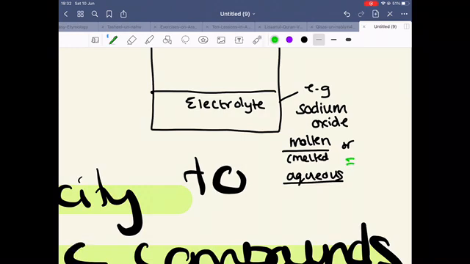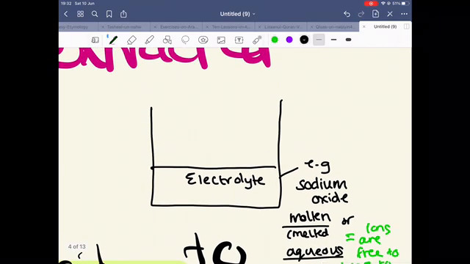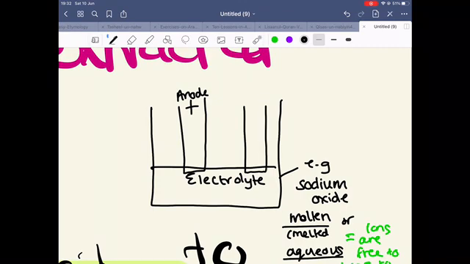Then we will have two electrodes, a cathode and an anode. I'll draw that in just a second. Just remember, positive is our anode and negative is our cathode.